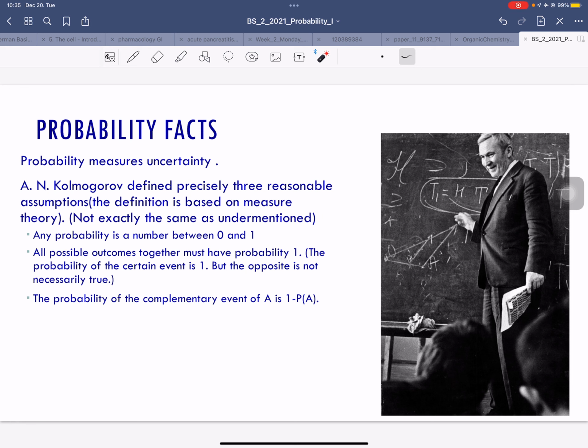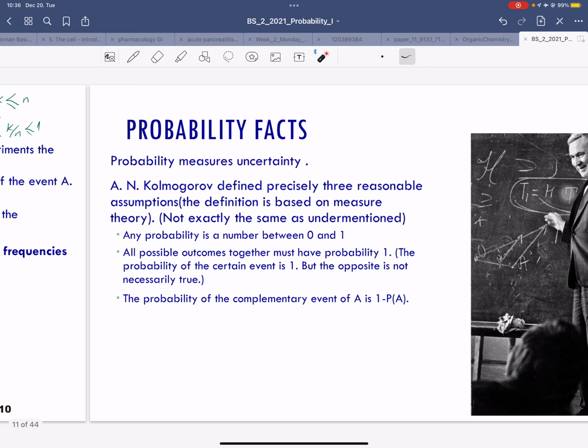Okay, and probability also measures uncertainty, because we don't really know what will happen, how many percent, how many times. Usually we cannot say 100% that it will happen, but we can say what the probability is. And any probability is a number between 0 and 1. All possible outcomes together must have probability 1. And the probability of the complementary event will be 1 minus P(A), what we studied on the last page.